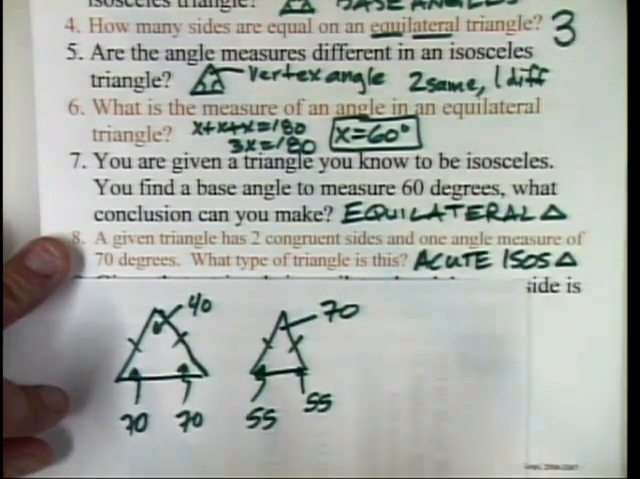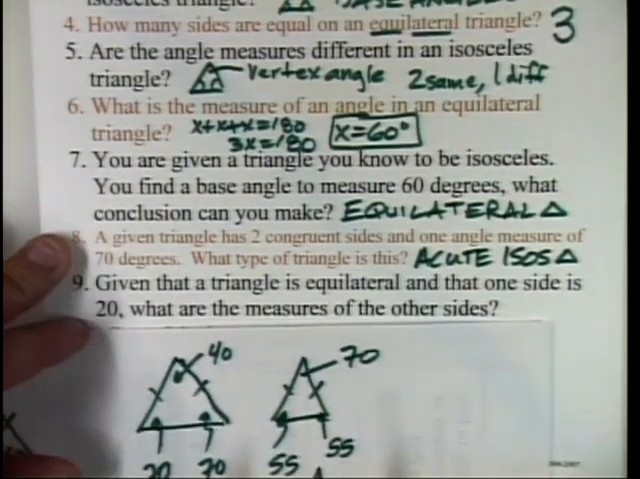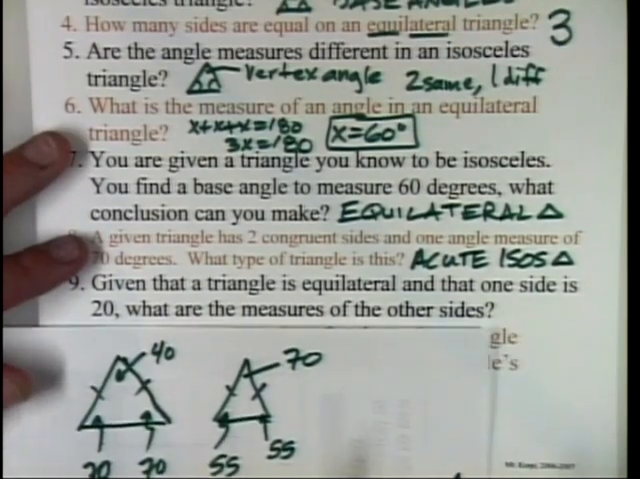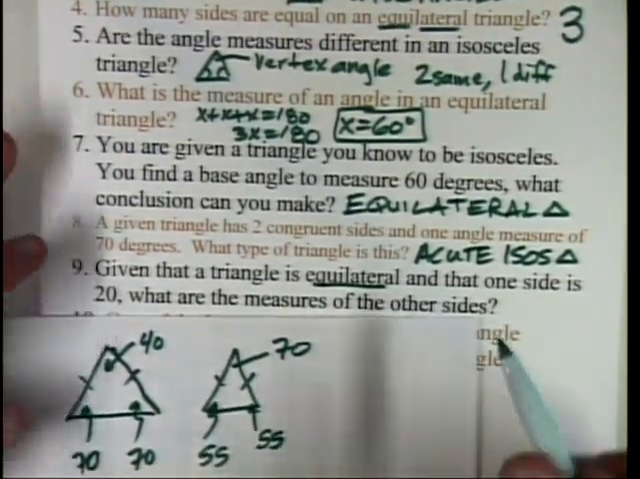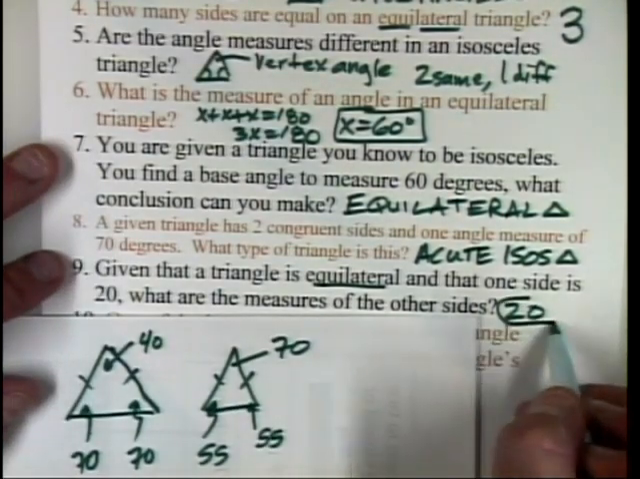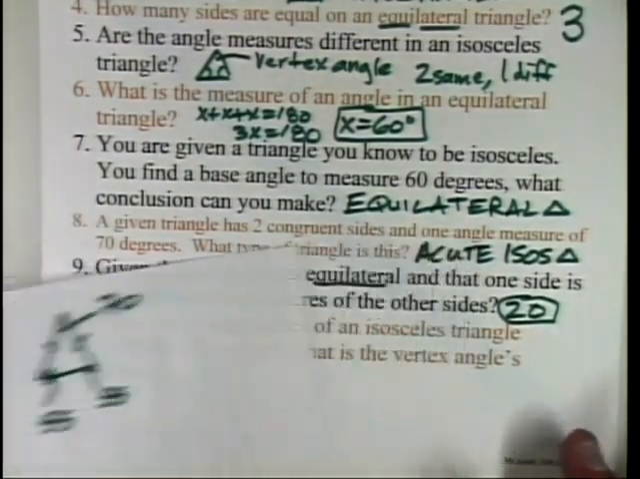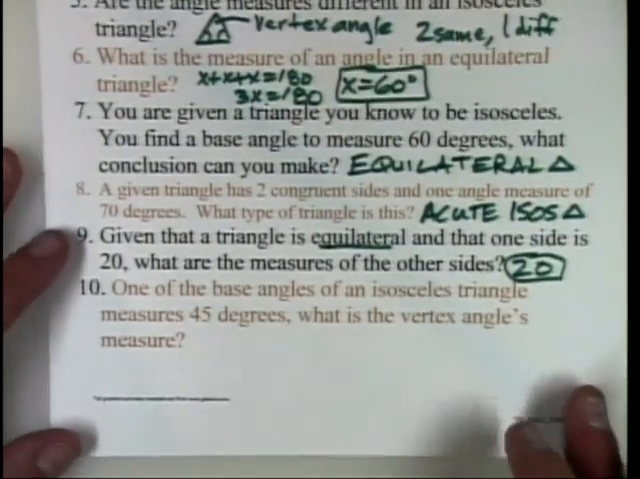Okay? Given a triangle that is equilateral and that one side is 20, what are the measures of the other sides? Well, that's easy. Equilateral means all sides equal, so they all have to be the same length, which is 20. So they don't get harder as we go along. One last one. We're almost done.